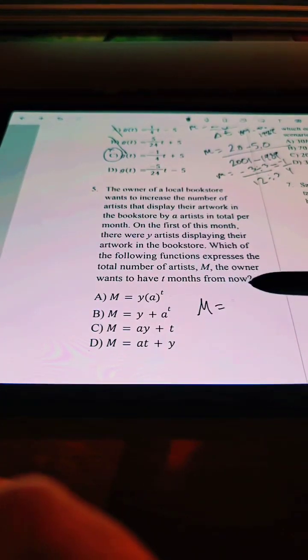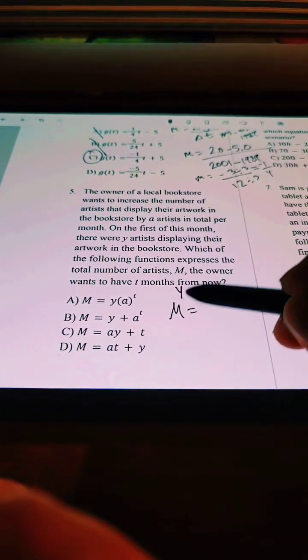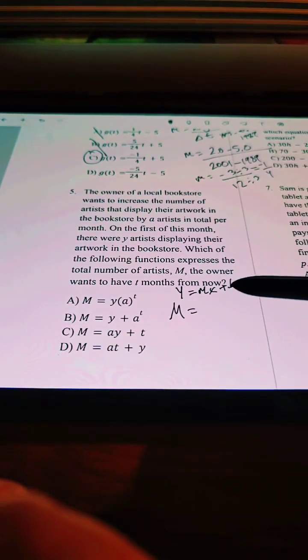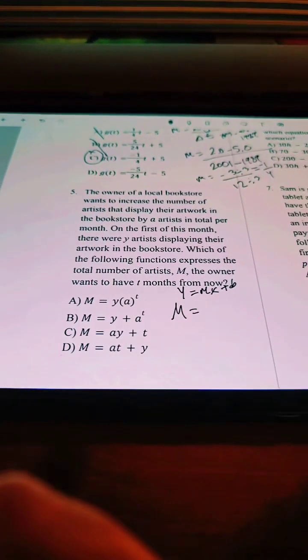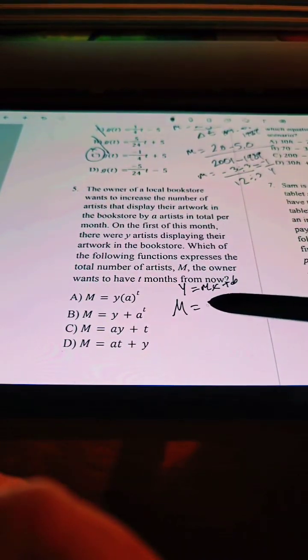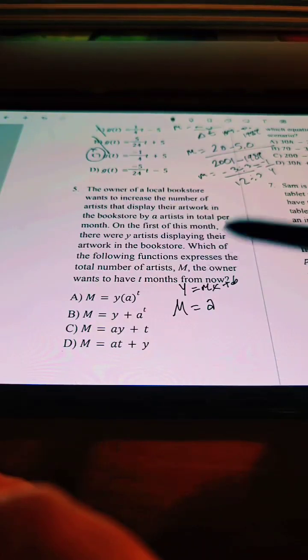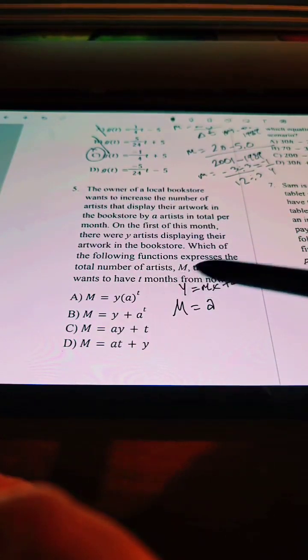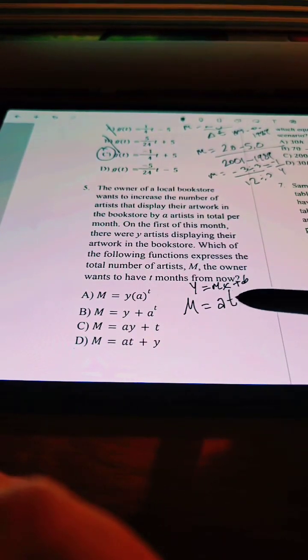So basically I'm doing y equals mx plus b. It's just with different letters depending on the context. So the slope is going to be A. And that's artists per month. So then the number of months would be what's acting as X.